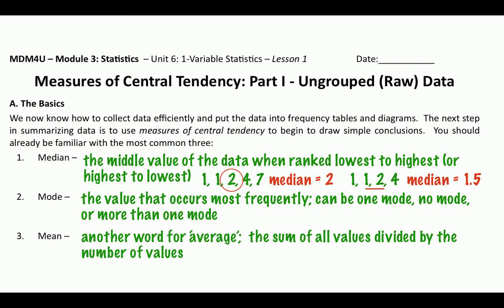The mean is basically another word for average. And it's the sum of all the values in our data set divided by the number of values in the data set. So when people talk about what's the mean of the data, really what they're saying is what's the average.